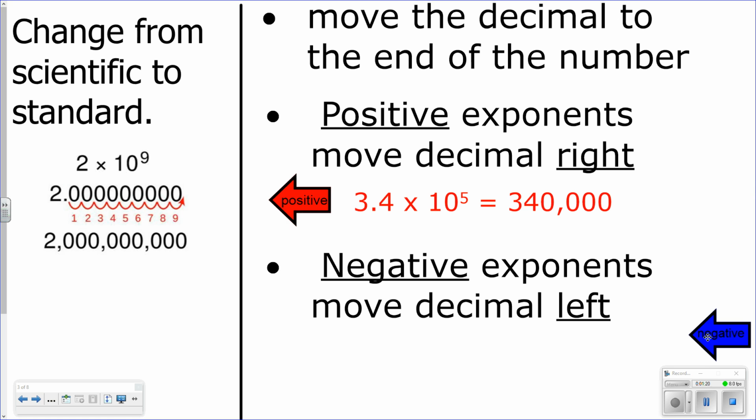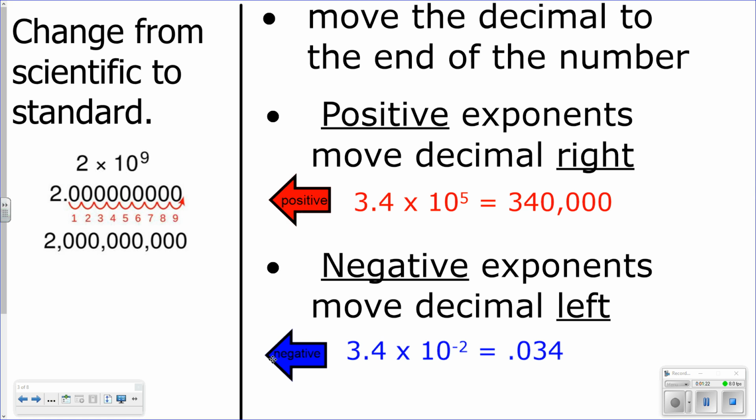Negative exponents mean that we move the decimal to the left. So I start with 3.4 times 10 to the negative 2, which means I move the decimal 2 places to the left and I get 0.034. One thing to notice is if you have a positive exponent, it's going to be a big number, 340,000. If you have a negative exponent, it's going to be a tiny number, 0.034.